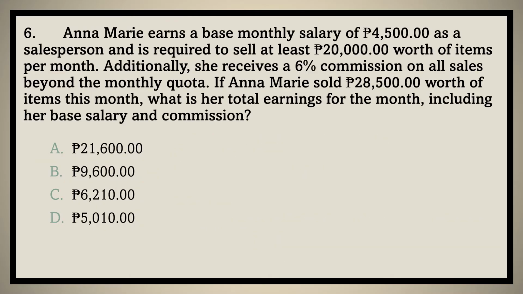6. Ana Maria earns a base monthly salary of 4,500 pesos as a salesperson and is required to sell at least 20,000 pesos worth of items per month. Additionally, she receives a 6% commission on all sales beyond the monthly quota. If Ana Maria sold 28,500 pesos worth of items this month, what is her total earnings for the month, including her base salary and commission? A. 21,600 pesos. B. 9,600 pesos. C. 6,210 pesos. D. 5,010 pesos.